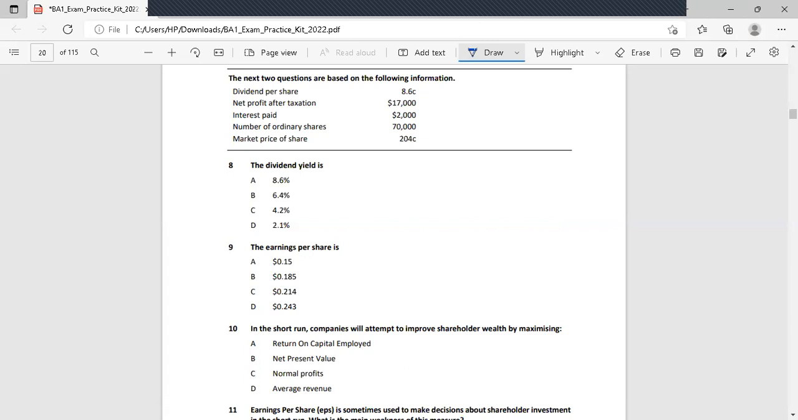The next two questions are based on the following information. Dividend per share is 8.6 cents. Net profit after taxation is 17,000. Interest paid is 2,000. The number of ordinary shares is 70,000. Market price of shares is 204 cents. The dividend yield is asked.